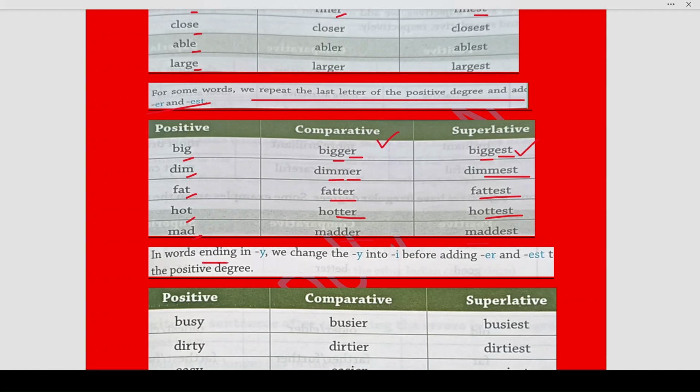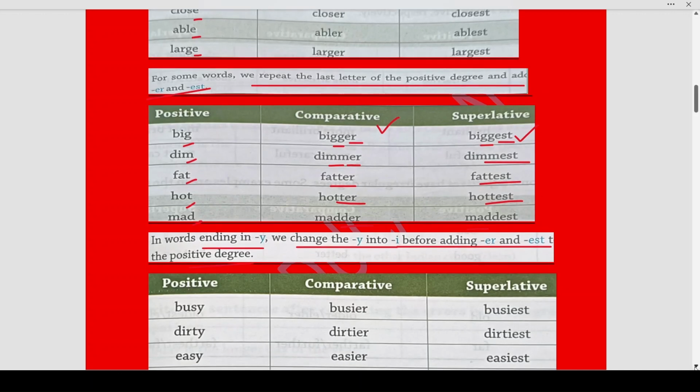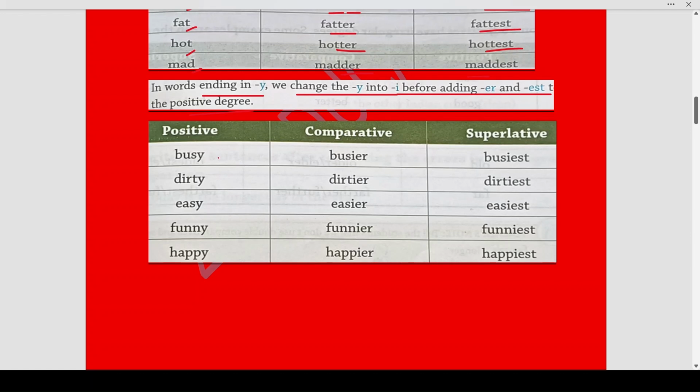Now, in certain words which end in Y, how does the change take place? We change the Y to I before adding ER and EST to the positive degree. So, we read for words ending in E, and for some words which end in G, M, T, and D. Now there are some words which end in Y. These are the positive degrees of adjectives like busy, dirty, easy, funny, and happy.